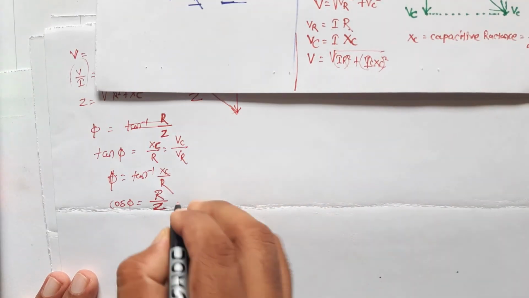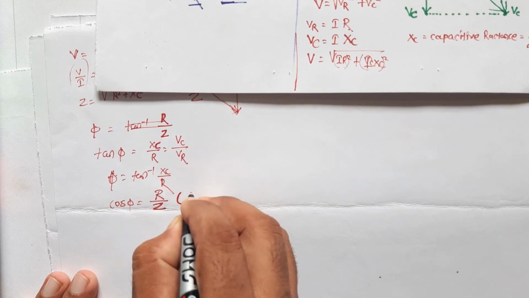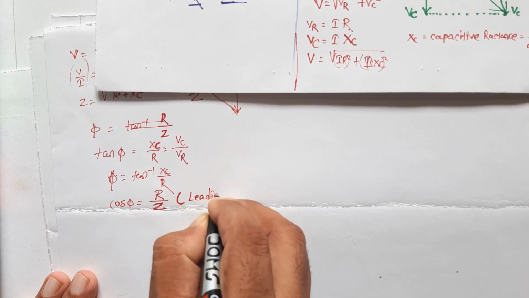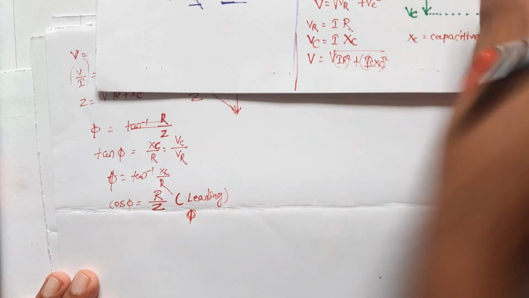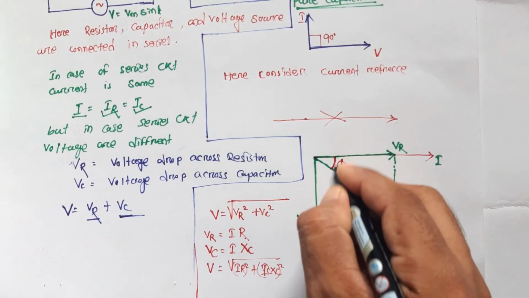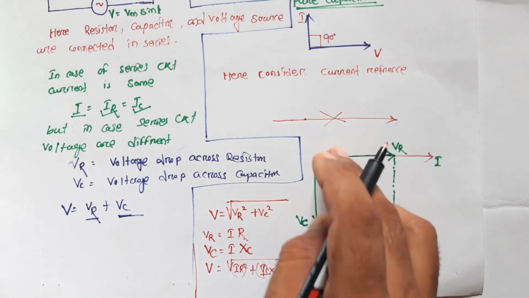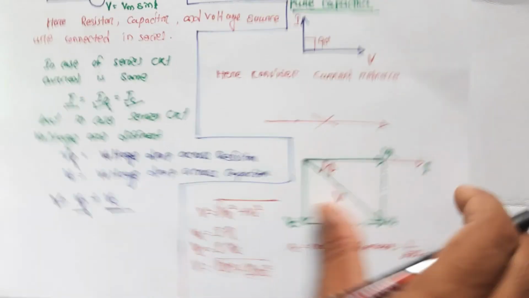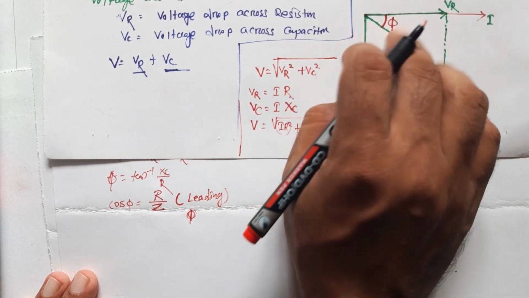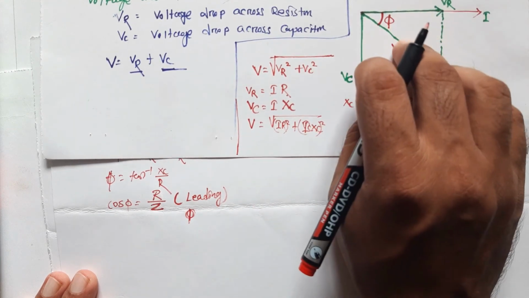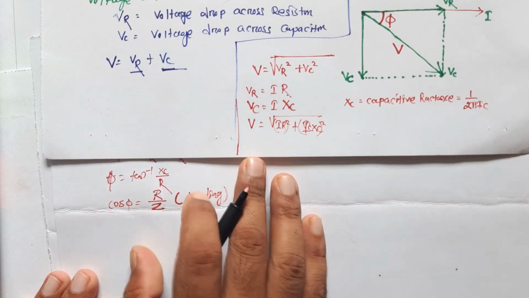Here the current is always leading by the angle phi. In the case of a pure capacitor it is 90 degrees leading, but in this case it is only phi.